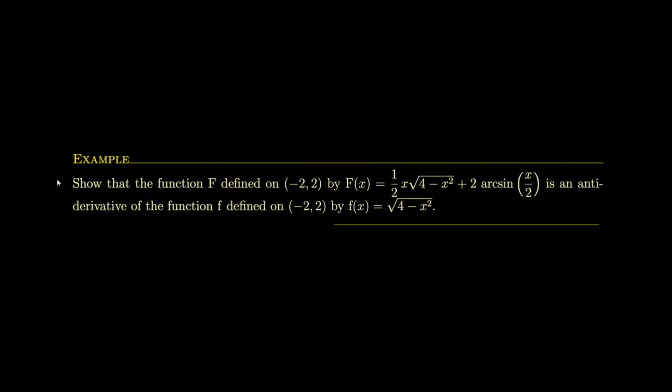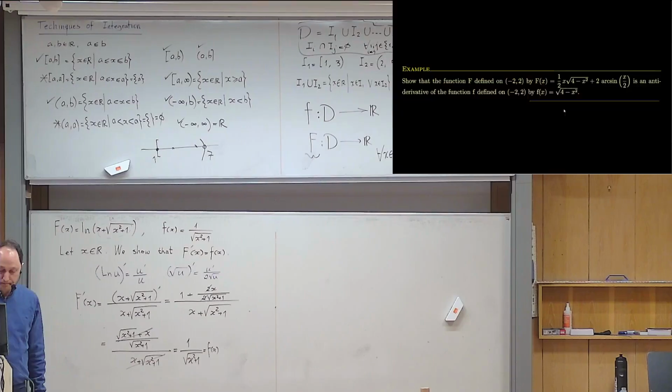So here, we want to show that the function capital F defined on the open interval from -2 to 2 by this rule, F(x) = (1/2)x√(4 − x²) + 2 arcsin(x/2), is an antiderivative of the function little f defined on the same open interval, but by this simpler rule, f(x) = √(4 − x²). Okay, so let us go back to the board.